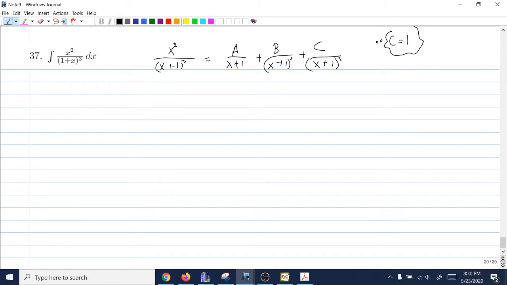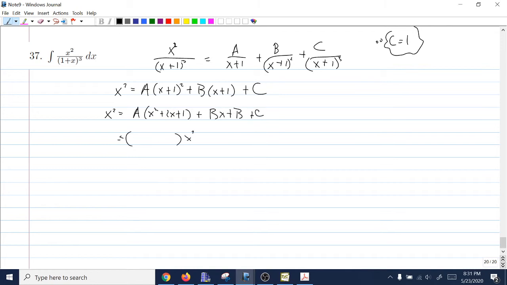Multiply both sides by everything. I get that x squared should equal a(x plus 1) squared, plus b(x plus 1), plus c. So x squared should equal a times (x squared plus 2x plus 1), plus bx plus b, plus c. This is some x squareds and some x's and a constant. How many x squareds? Just a. How many x's? 2a plus b. What's my constant? It's a plus b plus c. It's like an interesting triangular one.